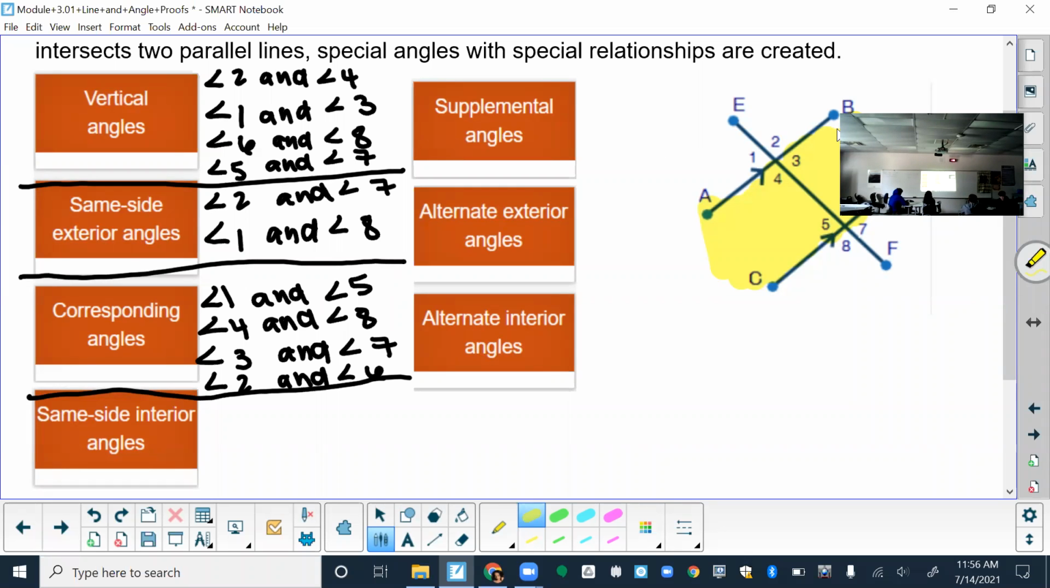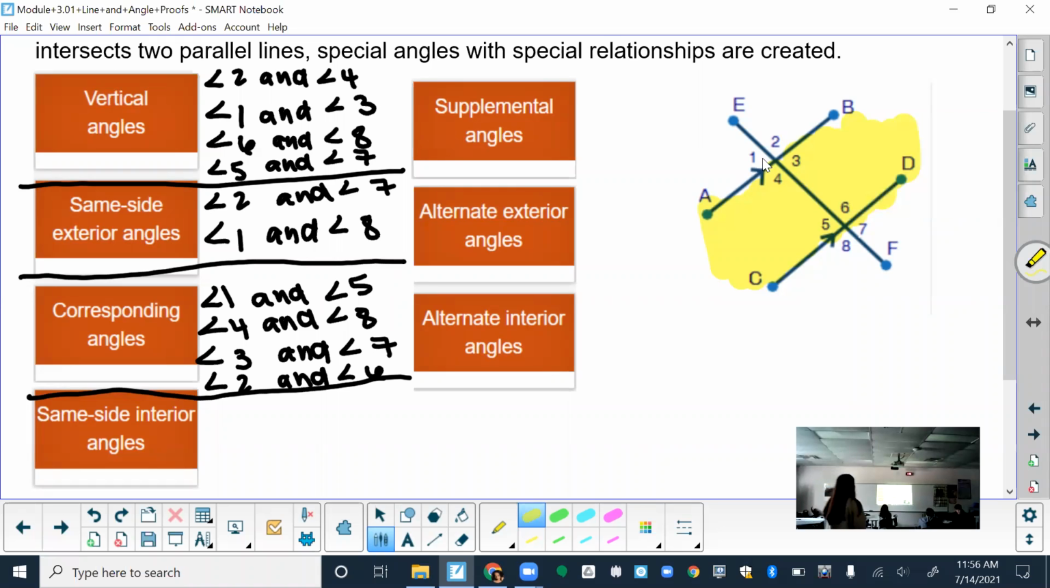Right, so interior would be in between the parallel lines that I drew this other line through. Same side would be the angles on each one that happen to lie on the same side. So an example would be angle 4 and 5, because they are on the same side of the line that goes through the two parallel lines.